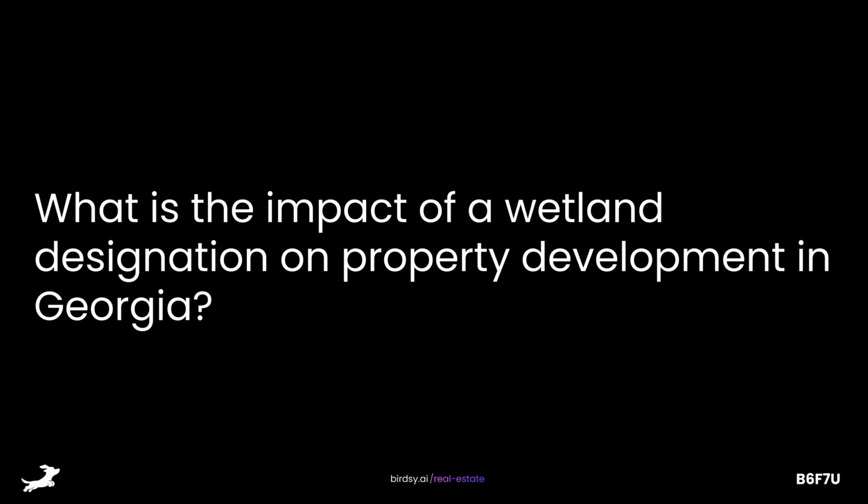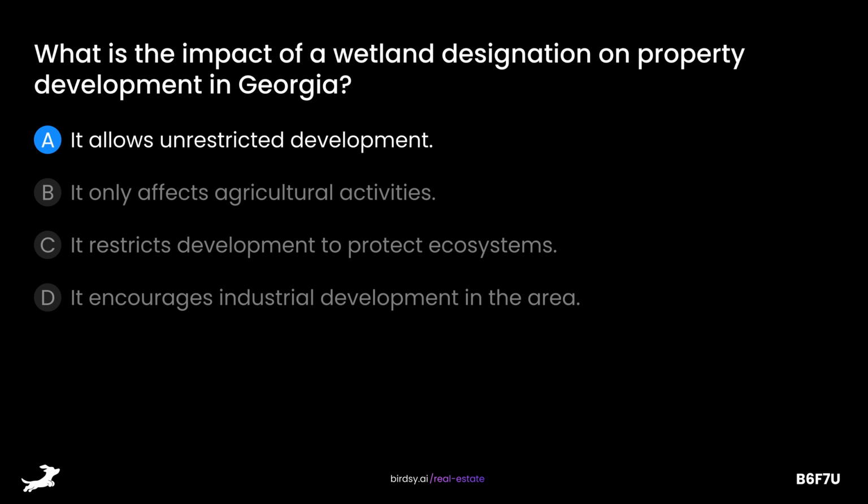What is the impact of a wetland designation on property development in Georgia? Is it A, it allows unrestricted development? B, it only affects agricultural activities? C, it restricts development to protect ecosystems? Or D, it encourages industrial development in the area? The answer is C. It restricts development to protect ecosystems.